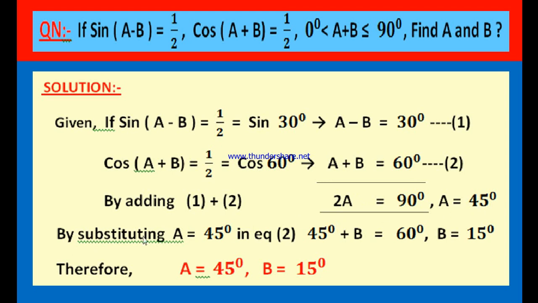By substituting A is equal to 45 degrees in equation 2, the second equation, A plus B is 60. Now substitute A is equal to 45 degrees. 45 degrees plus B is equal to 60 degrees, so that B is equal to 60 minus 45 is equal to 15 degrees. Therefore, A value is 45 degrees and B value is 15 degrees.